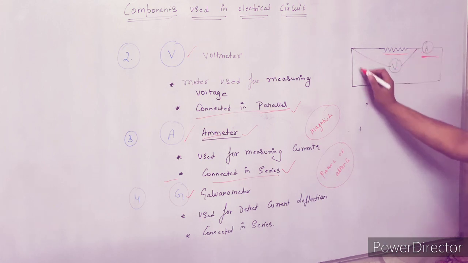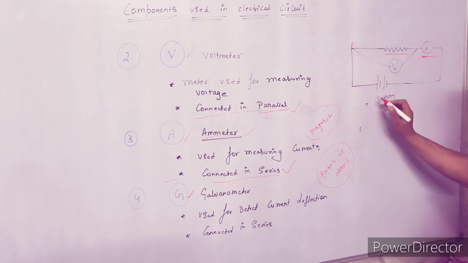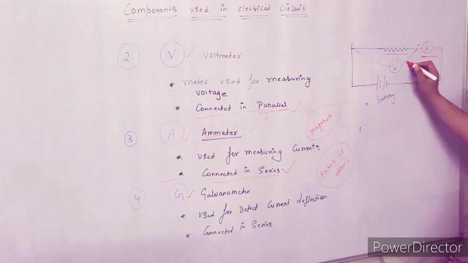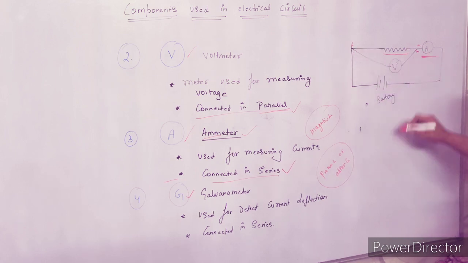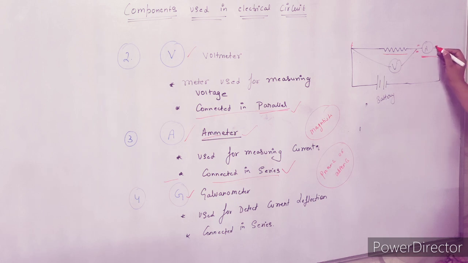So for example, this is the positive part of the battery, and this is the negative part. So this is the negative of resistance. This is negative to negative, positive to positive. This is the parallel combination. And here this is the series combination. We will study about this circuit and all in the next classes.